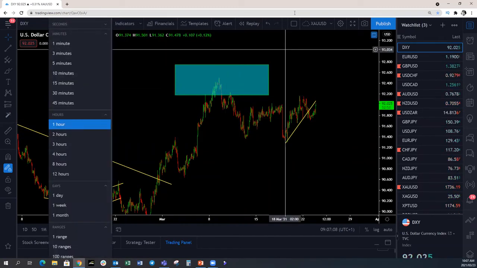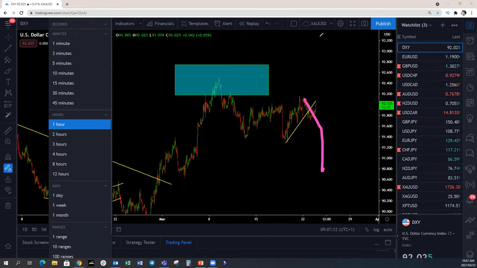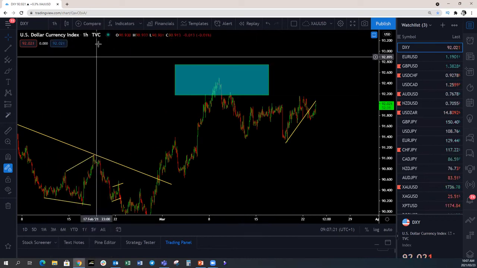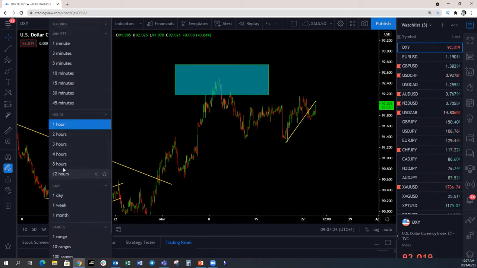DXY, we have been expecting this structure to move to the downside. Looks like we are getting a continuation pattern for one more up here, but let's have a look at it first. Let's have a look at the bigger structure, the overall structure that we've been looking at on the 4-hour.